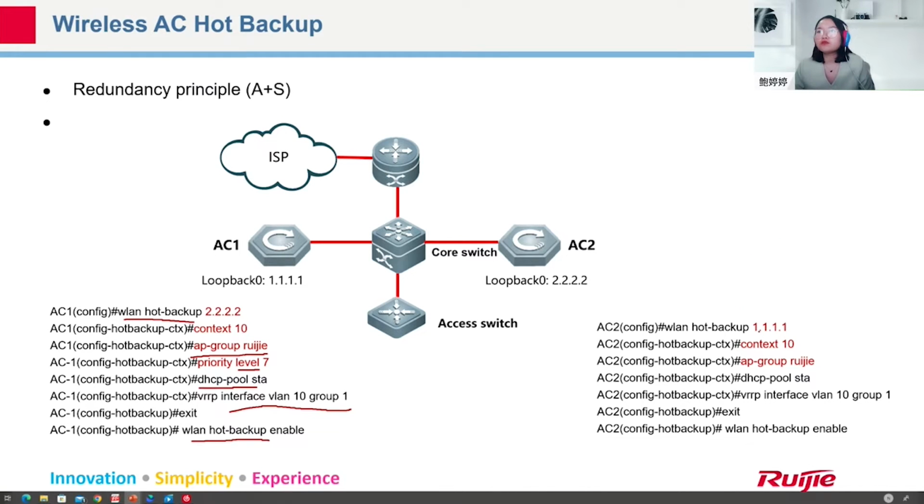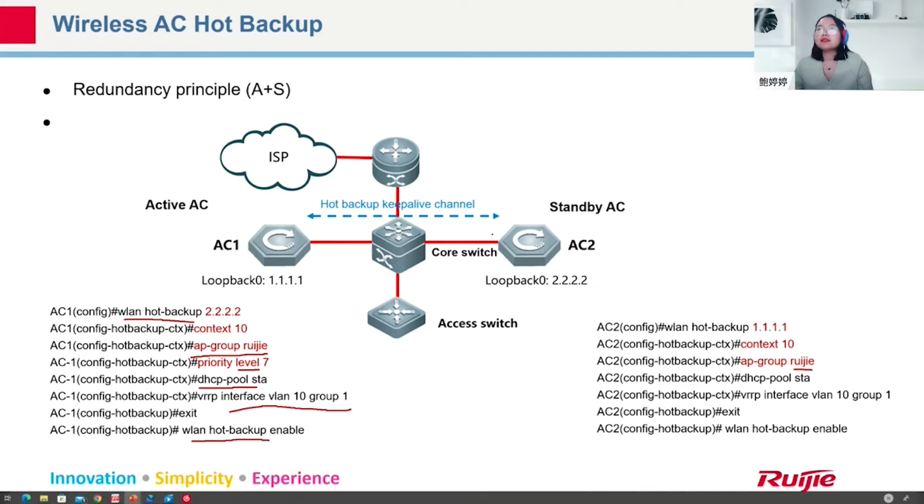On AC2, we also add the hot backup for AC1, 1.1.1.1. But the difference is that we don't give the priority. The default priority is 4. So AC1 has a higher priority than AC2 for the AP group. Then between AC1 and AC2, according to the priority, we select AC1 as the active AC, and AC2 is the standby AC.